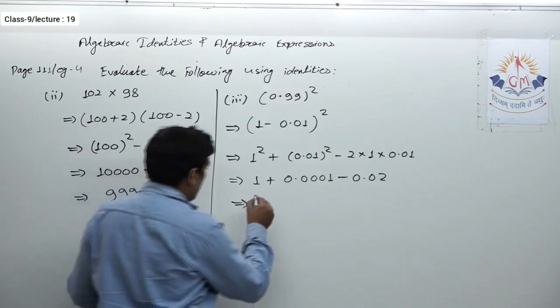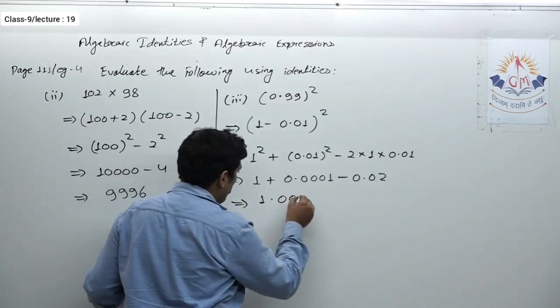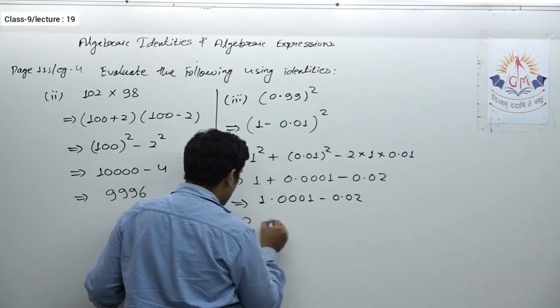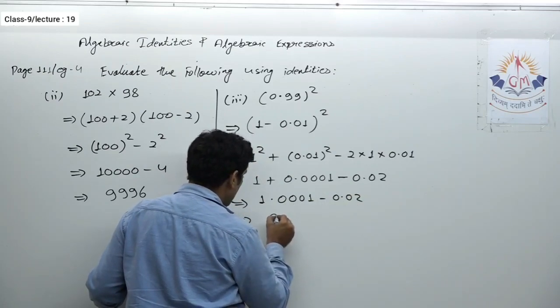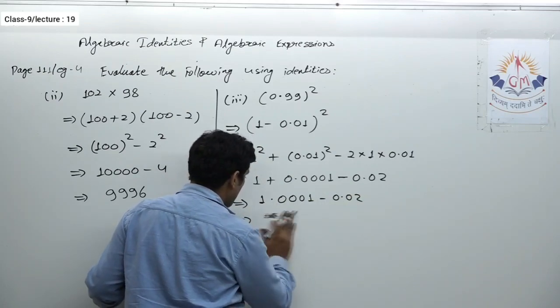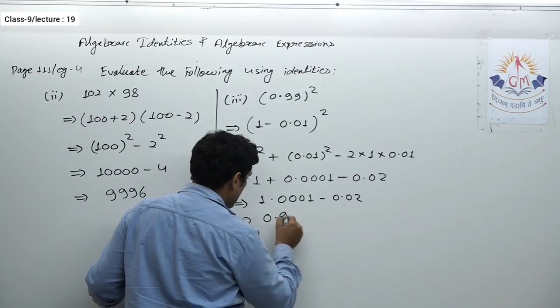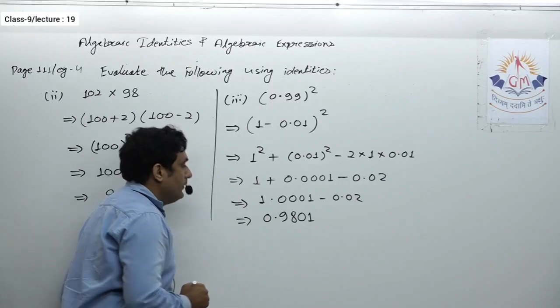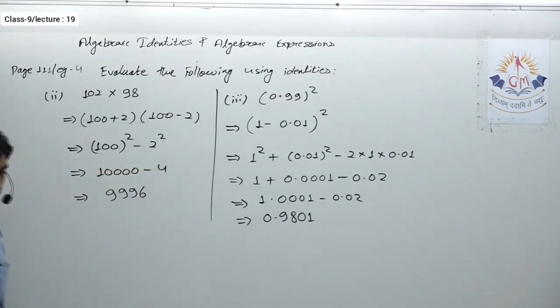Okay, so this will become 1.0001 minus 0.02. So this will give you, okay, this will be our final answer, 0.9801. Please note it down, then we'll come to the next question.